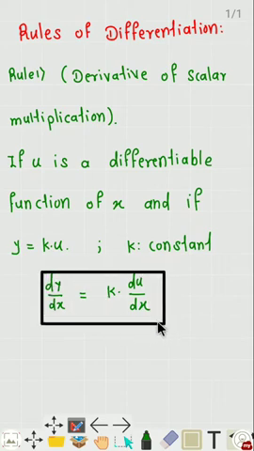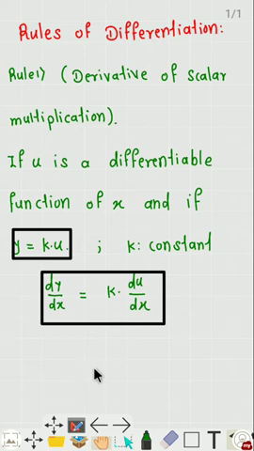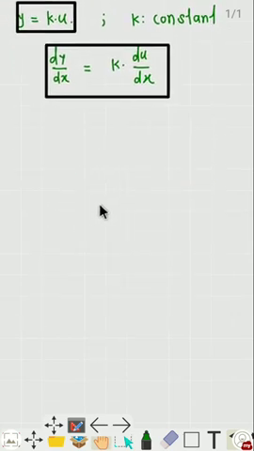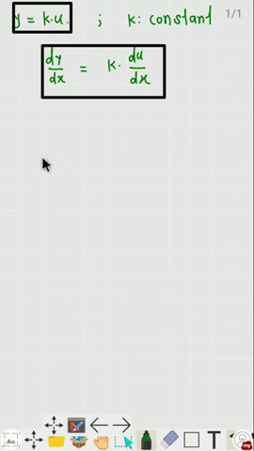Okay, first rule of differentiation. If y is equal to ku, then its derivative dy by dx is equal to k times derivative of function u with respect to x. So this is our first rule of differentiation. Now we go to the second rule. Okay, now go to the second rule of differentiation.